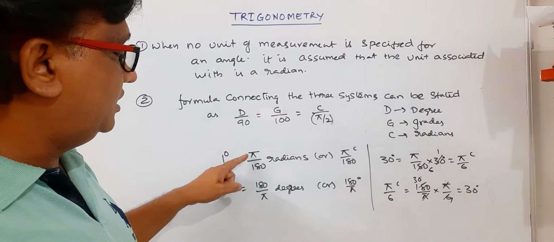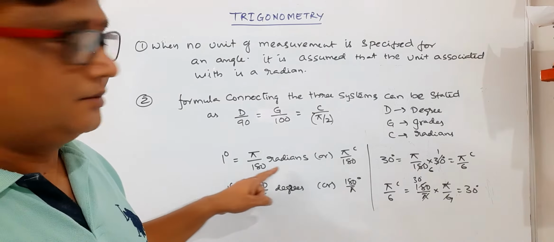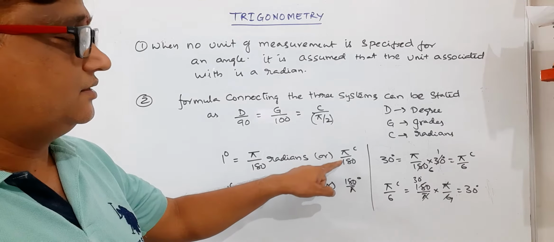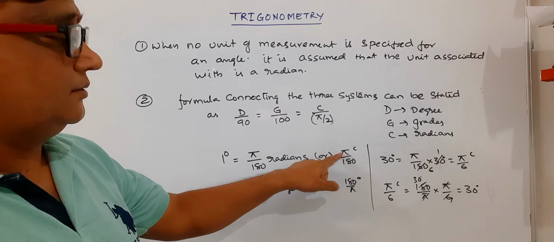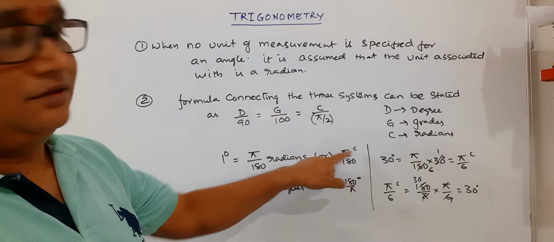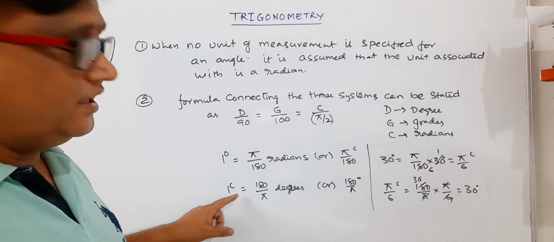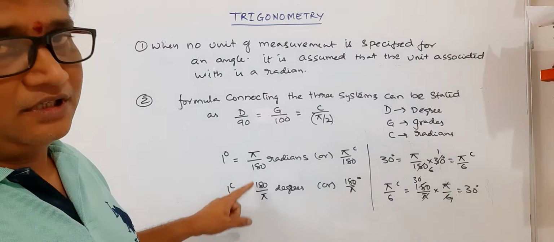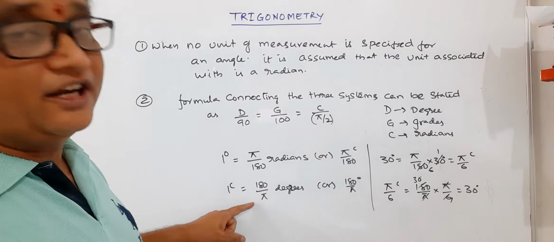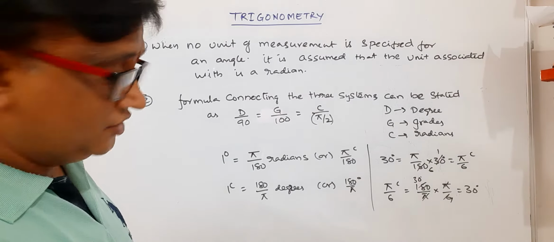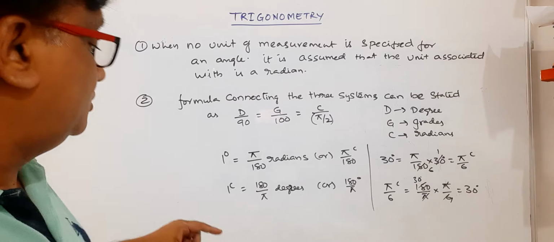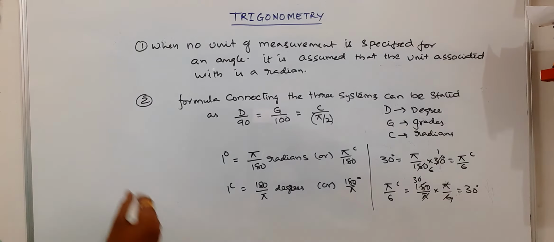So 1 degree equal to pi by 180 radians. We are writing like this, pi by 180, here C, that is the radians. So 1 radian equal to 180 by pi. 1 radian equal to 180 by pi. So it is nearly 0.01746.